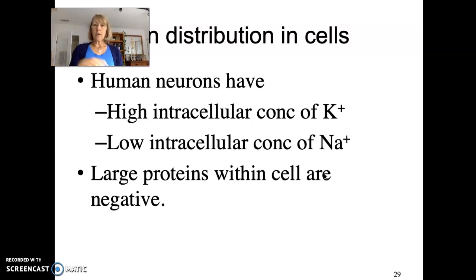Inside the cell, on top of the sodium and the potassium, there are these large proteins, hundreds of proteins, and they are all negative. They're very, very negative. Okay, so if I take a voltmeter and put it inside a cell and compare it to the outside, it's like, oh my, very negative. Why? Not because of potassium, that's positive, not because of sodium, that's positive. It's the proteins.